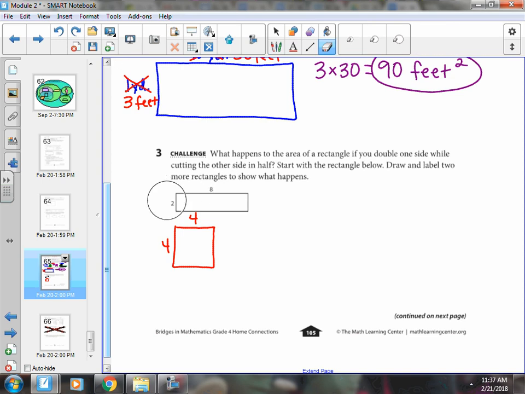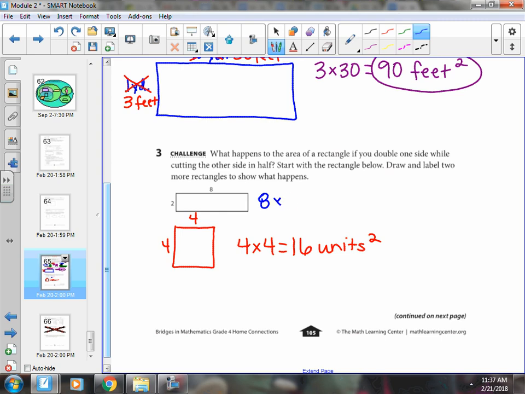And the area, 4 times 4, would be 16 square units. And notice that the area of the original one is also 16 square units.